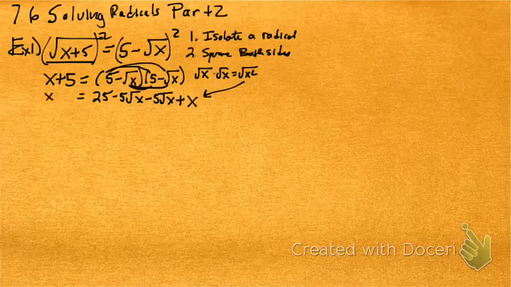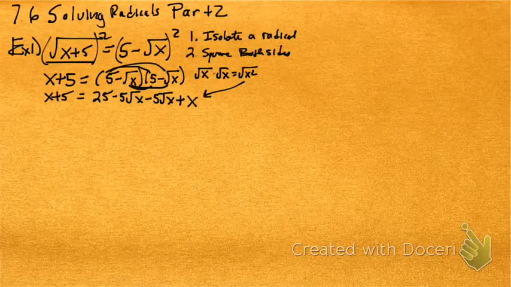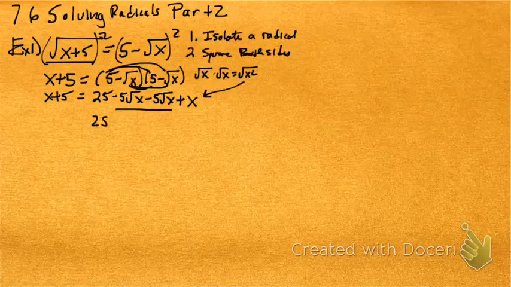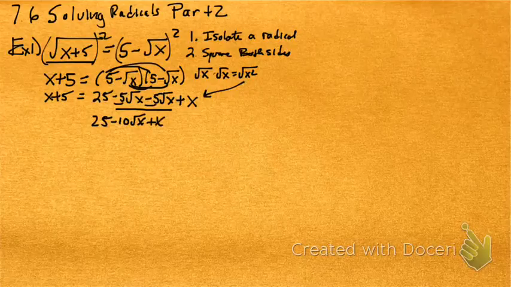On the left side, we still just have x plus 5 waiting for action to happen to it. Let's add up these like terms. Remember, these are like terms. They have the same base and the same radical. So I really have 25 minus 10 square roots of x, if you add the coefficients, plus x on this side, equal to x plus 5.